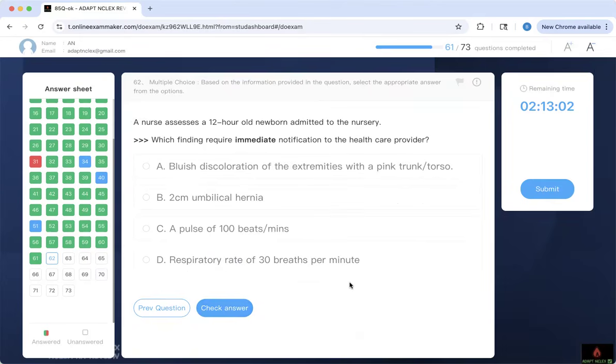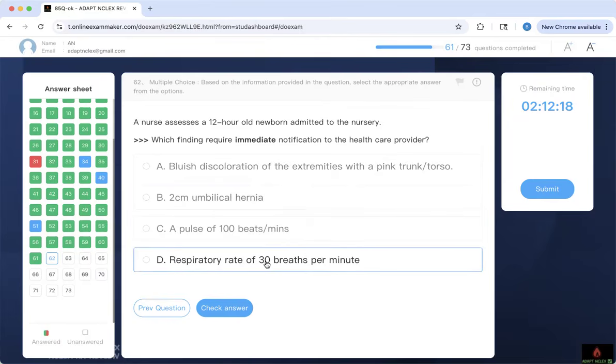And it's assessing the 12-hour newborn admitted to the nursery. This is a newborn. Which finding requires immediate intervention, not an unexpected finding? Bluish discoloration of the extremities with pink trunk and torso. 2 centimeter umbilical hernia. A pulse of 100 beats per minute. Respiratory rate of 30 breaths per minute. It's a newborn. What do you think? Which one do you need to let the doctor know?